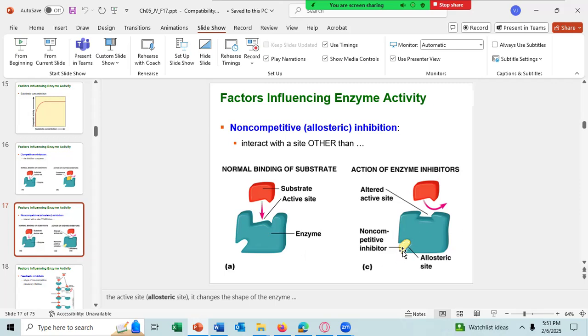It'll bind at an allosteric site, meaning a site other than the active site, changing the three-dimensional folding pattern of the protein, which then cannot bind to the substrate. No binding between the substrate and the enzyme, you get no chemical reactions occurring. Any question about any of that?